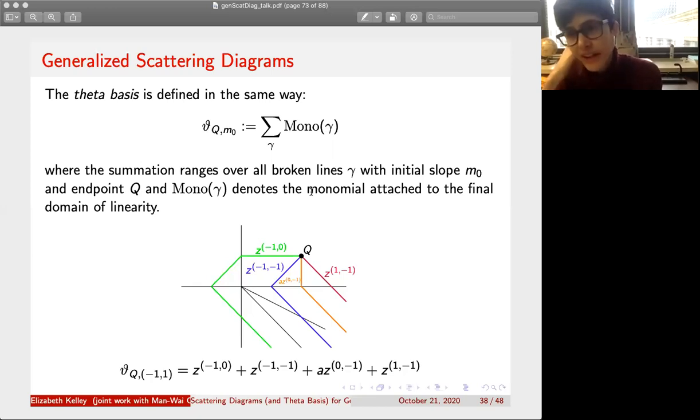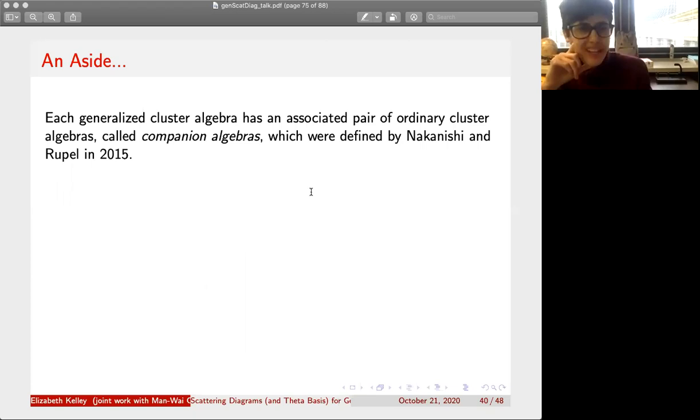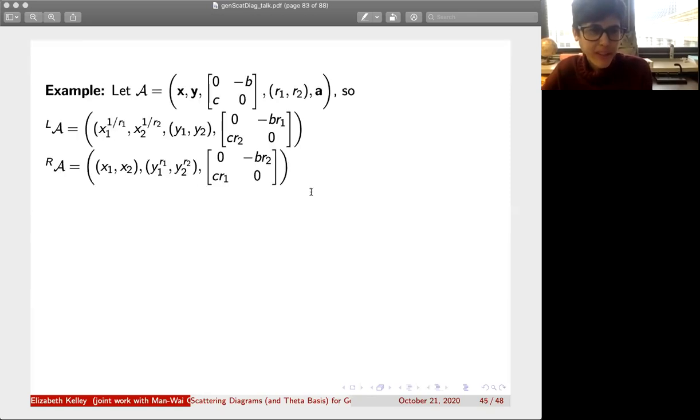I have some thoughts about how to get around this, but I want to point it out because I do want to say that there is in some sense a reason that we might have to make this restriction. You have to do a little bit of work to think about how to get around it. And so one of our main results is that these theta functions are a legitimate basis. And then I was going to make an aside about something called companion algebras, but I think that I will not make this aside.